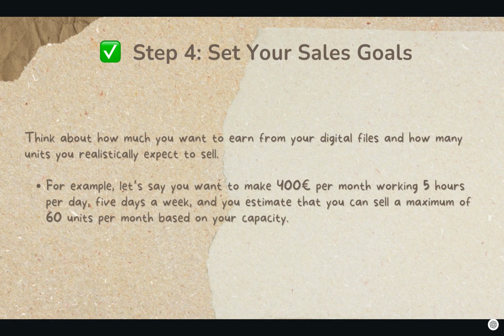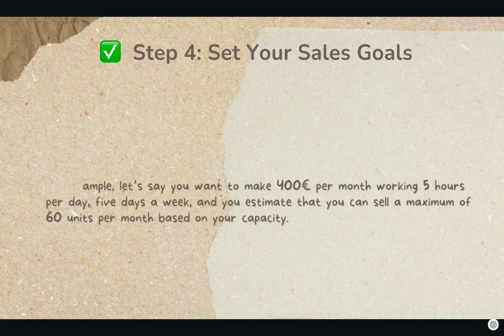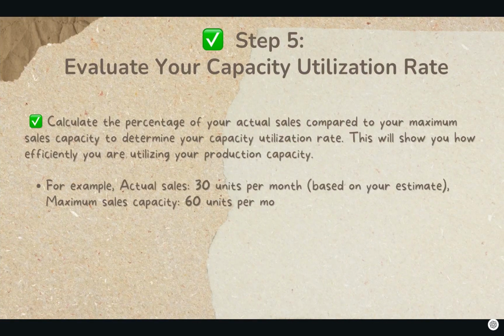Step 4 is to set your sales goal. Now think about how much you want to earn from your digital files, how many units you realistically expect to sell. So for example, let's say you want to make 400 euros per month, working 5 hours per day, 5 days a week. This is just an example, and you estimate that you sell a maximum of 60 units per month based on your capacity.